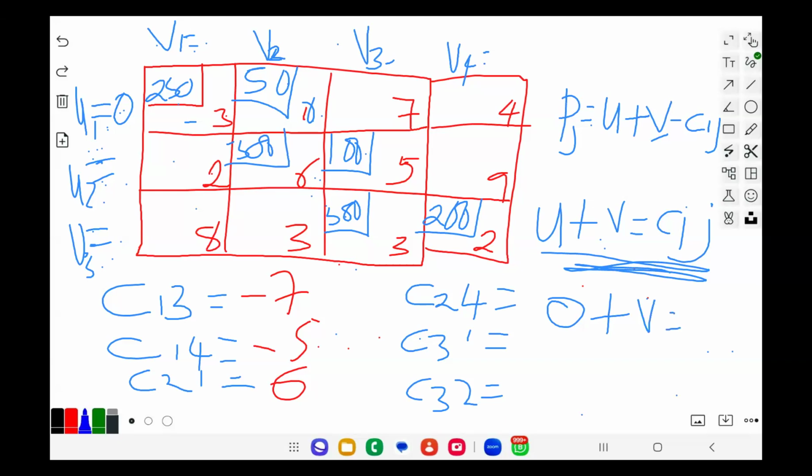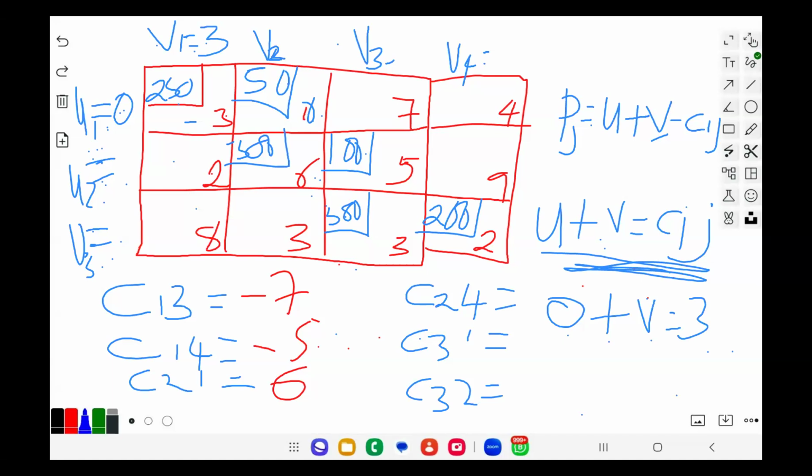What is the Cij in the first column, in the first cell? It is a 3, right? So what is the value of V? It will be 0 plus V is equal to 3. What number can we add with 0 to give us 3? We can only add 3 so that we get 3. If you add 3 plus 0, you get 3. That's how we find V1.